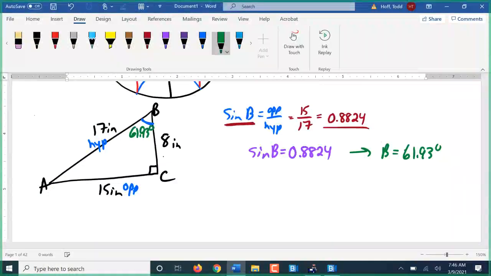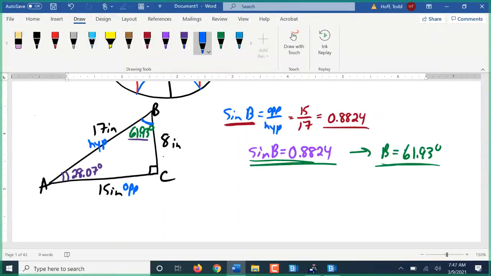So by using the sides of the triangle to calculate the sine of angle B, we were then able to find the inverse sine of that value, and actually get angle B. Now for angle A, we know that angle A and B have to be complements. So we can subtract from 90, and this has to be 28.07 degrees. But let's look at how we would find that.